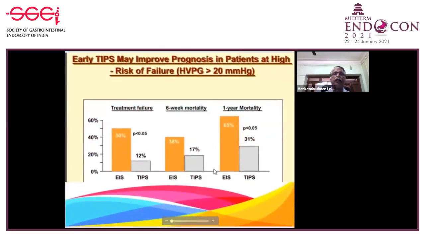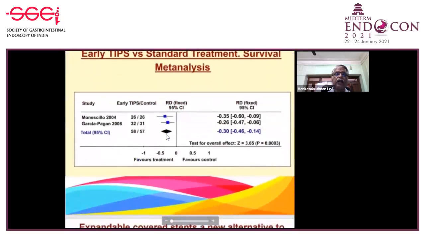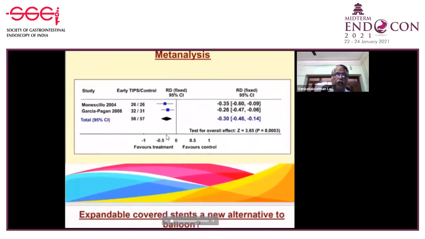This is a study which showed early TIPS may improve prognosis in patients at high risk of failure with HB. That is, after post-ulcer bleed in about 22 patients from the Belvitage group, after giving terlipressin when the HVPG did not come down below 20, some of these patients were put on rescue TIPS, and they found that the treatment failure with TIPS was much less than other therapy. 6 months mortality is less, and 1 year mortality is also less when you have put the patient on TIPS. This is another classical meta-analysis which showed that early TIPS favors a better survival in these patients.